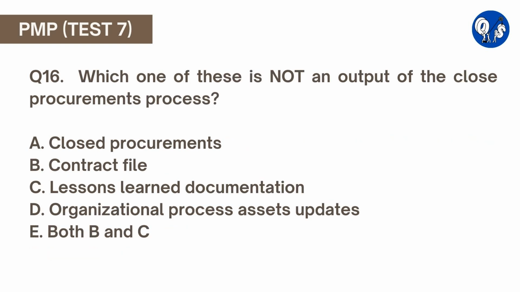Question number 16. Which of these is not an output of the close procurements process? A. Closed procurements. B. Contract file. C. Lessons learned documentation. D. Organizational process assets updates. E. Both B and C. Here option E is correct. The only two outputs of the close procurements process are closed procurements and organizational process assets updates.